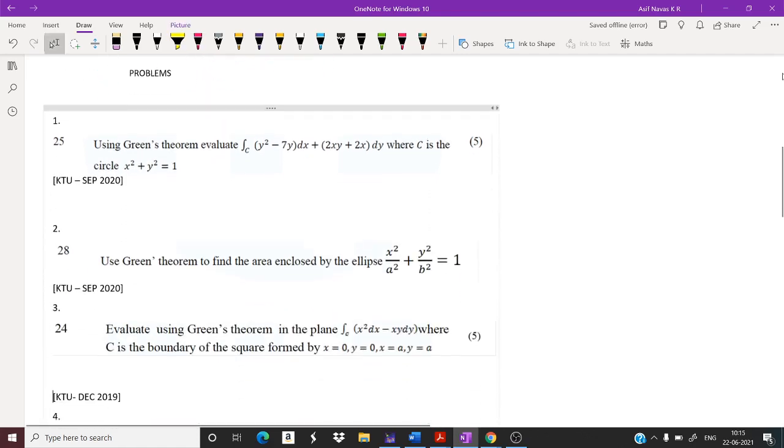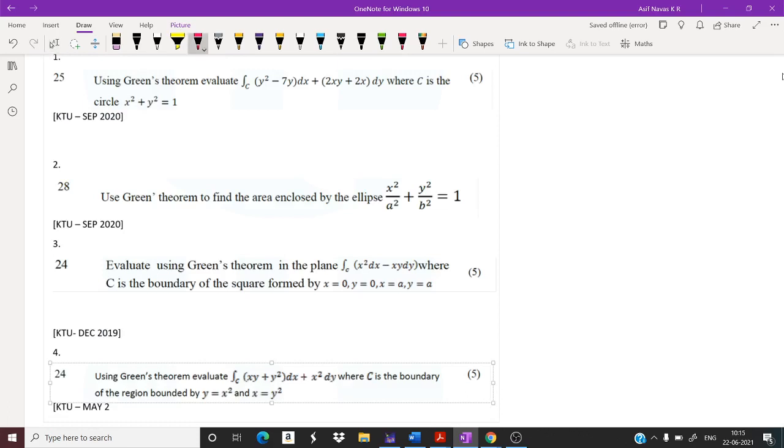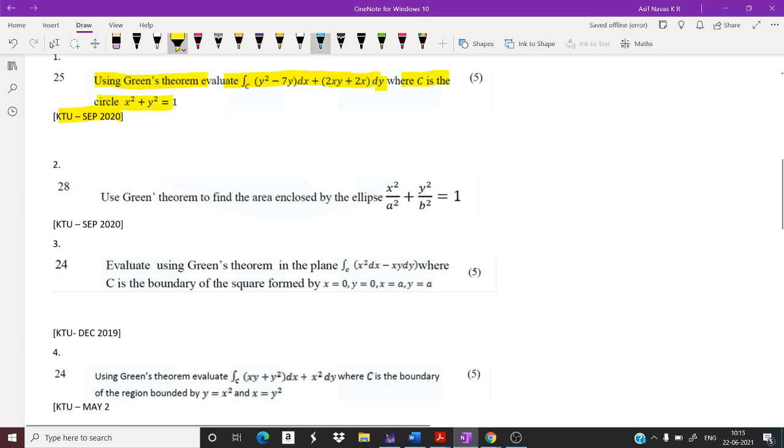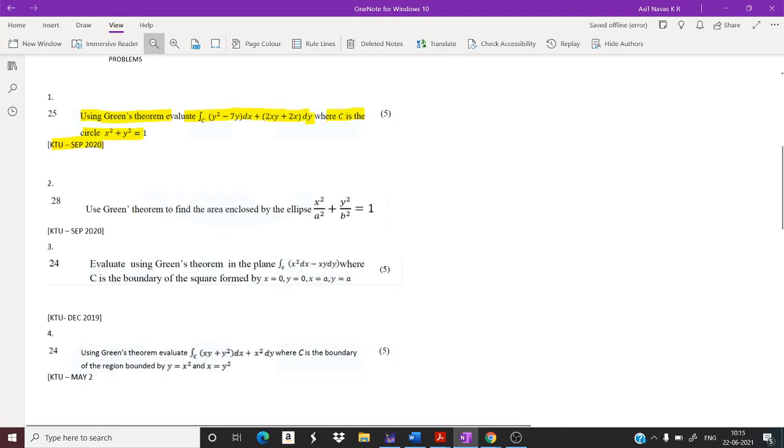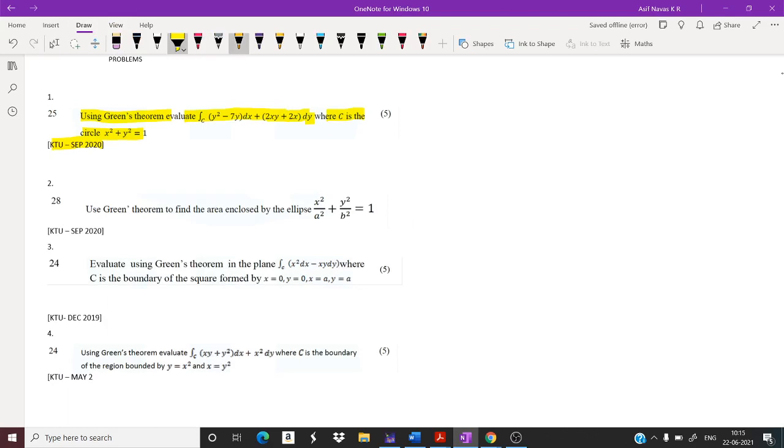Okay, so let us do a problem. The first problem is a KTU September 2020 problem. Using Green's theorem, evaluate the integral over C of (y square minus 7y) dx plus (2xy plus 2x) dy, where C is the circle x square plus y square is equal to 1.